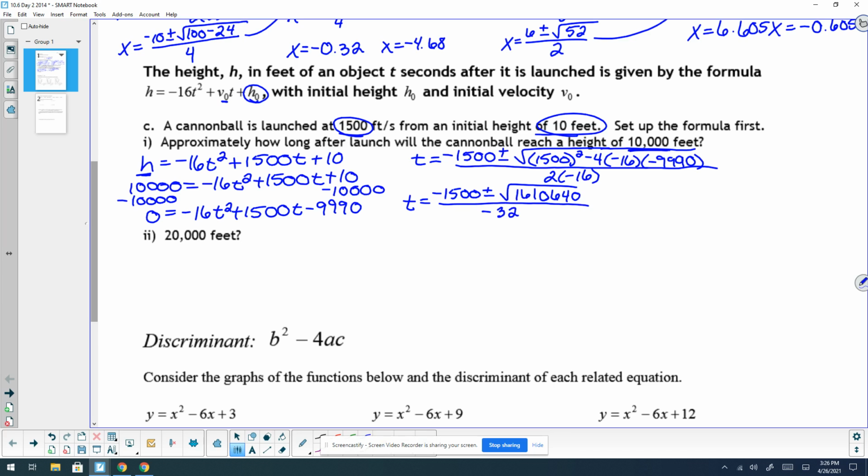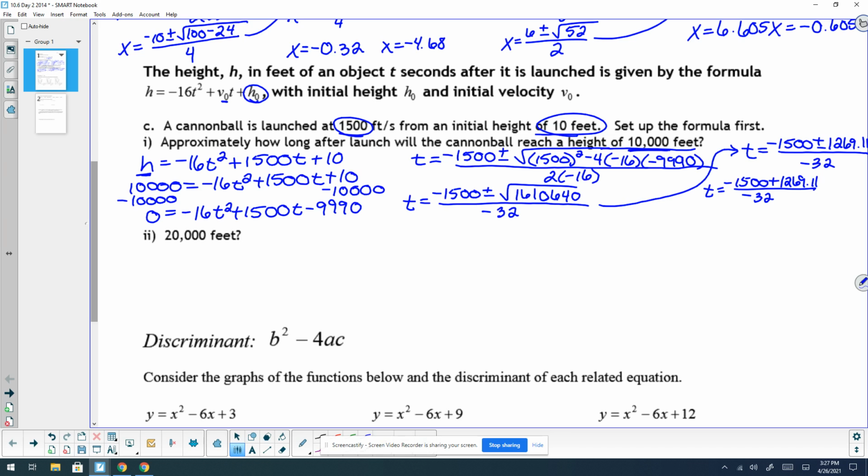I can take the square root of the 1,610,640. So t equals negative 1,500 plus or minus the square root of 1,610,640, which is 1269.11. All that's over negative 32. Now I can split those two. Plus my 1269.11, and I'm going to have a minus that as well.